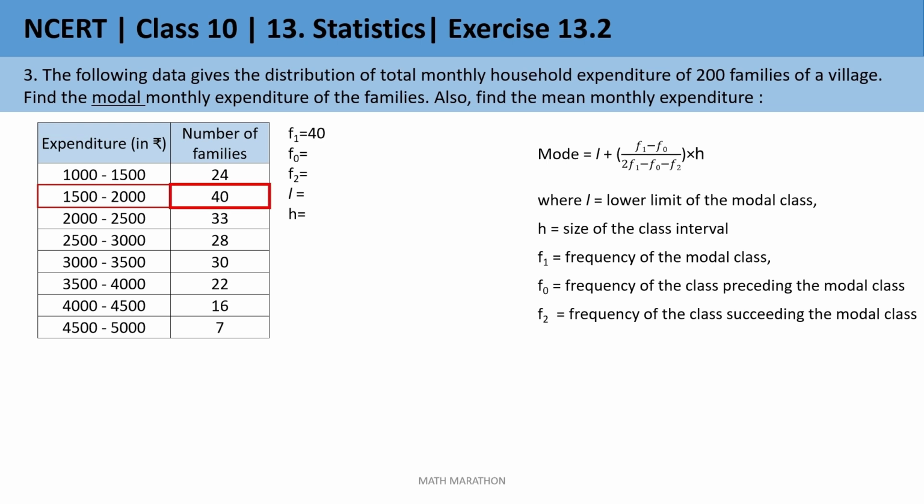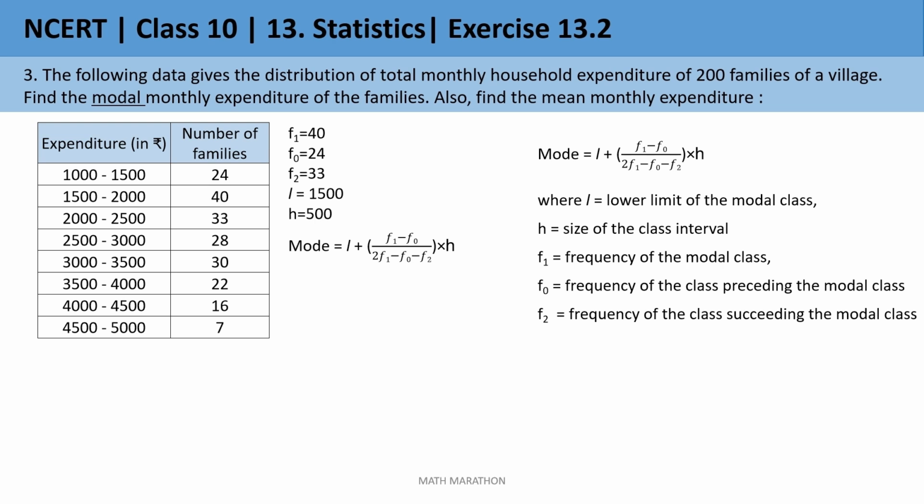F1 is frequency of the modal class. F1 is 40. F0 is frequency of the class preceding the modal class. F0 is 24. F2 is frequency of the class succeeding the modal class. F2 is 33. L is lower limit of the modal class. L is 1500. H is class interval. In class, 1500 minus 1000 is 500. Class interval H is 500. Now, we have sufficient information to calculate mode.